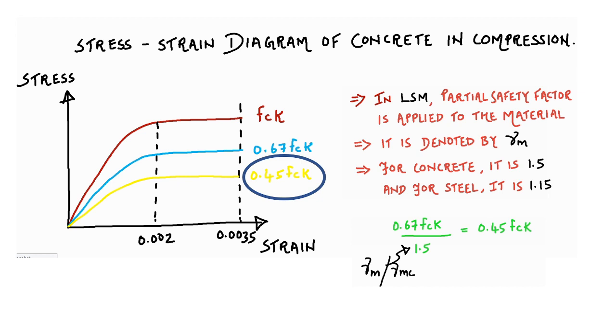Now see, many of the students, when they solve the design problem, directly take 0.45 FCK instead of understanding how 0.45 FCK is coming. Even the professors of many institutions are not teaching how this particular value of 0.45 FCK is coming. This video is a small effort from my side to show you how 0.45 FCK is coming.